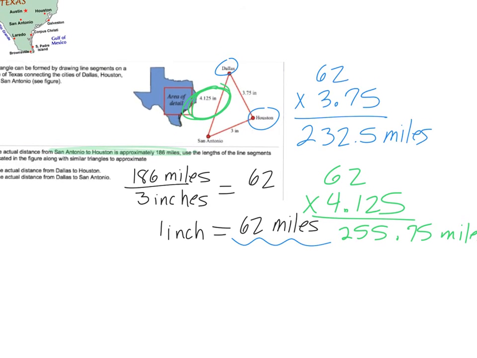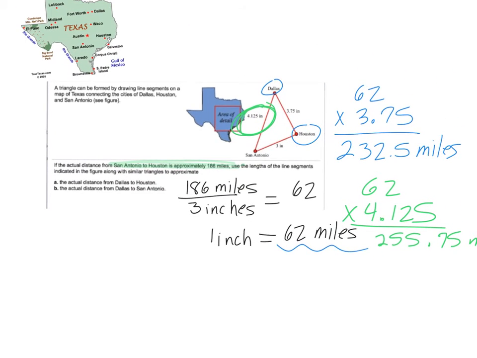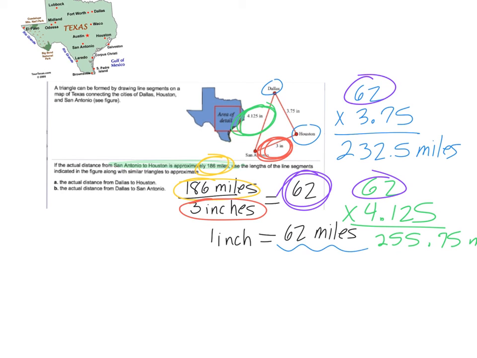So just so you can see where all these numbers came from, here is another quick going over of the steps one more time. I took the real distance that was given to me in the problem right here. I divided it by the scale distance, or kind of the fake distance that was given to me in the triangle, and got 62. So that helped me to know that to find the real distance between the other cities, I simply needed to take that 62 and multiply it by the 4.125 and the 3.75.